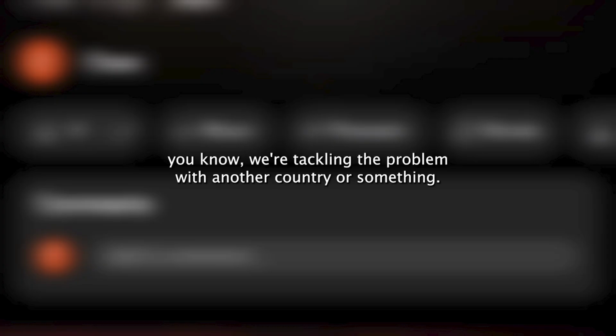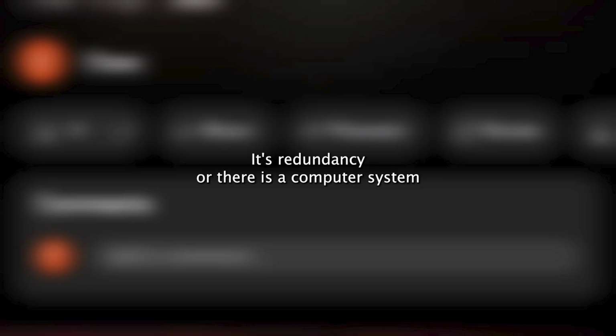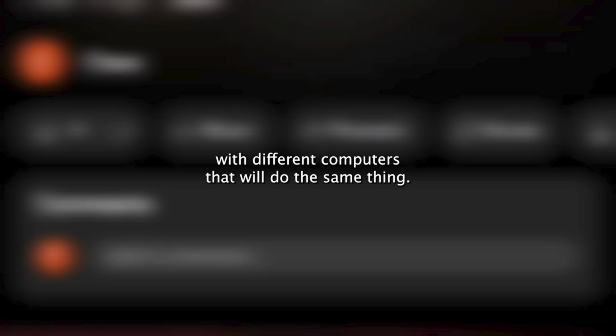There is something in government called redundancy. And that means that, let's say, there are silos where they keep the missiles in case we're having a problem with another country or something. So it's not just one silo. It could be 50 scattered all around. It's redundancy. Or there is a computer system that would operate that whole thing, but it's not just one. They may have several different areas or different computers that will do the same thing. And that's called redundancy.